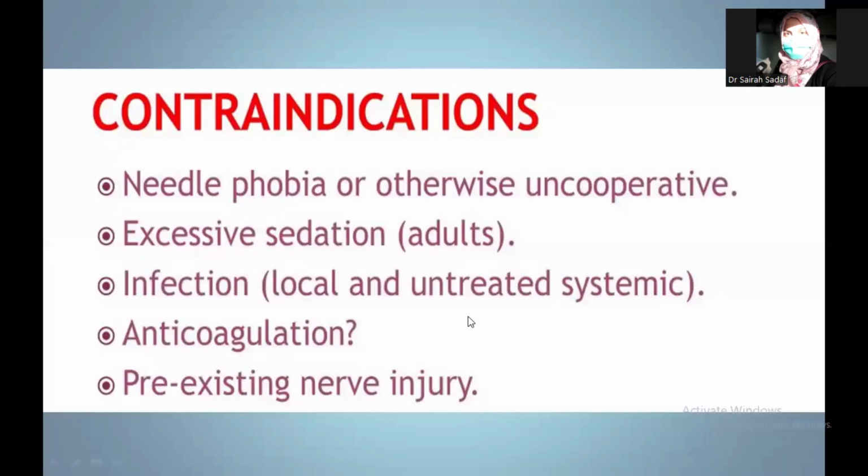Contraindications: needle phobia or otherwise uncooperative patient, excessive sedation. If the patient is excessively sedated or has a low GCS, that is a relative contraindication, because you will not be able to assess the effect of your block, and secondly, it will be difficult to identify local anesthetic toxicity. So it is a relative contraindication. If there is local infection, it's a contraindication. Anticoagulation, again, is a relative contraindication. And if there is a pre-existing nerve injury, try not to give the block there.